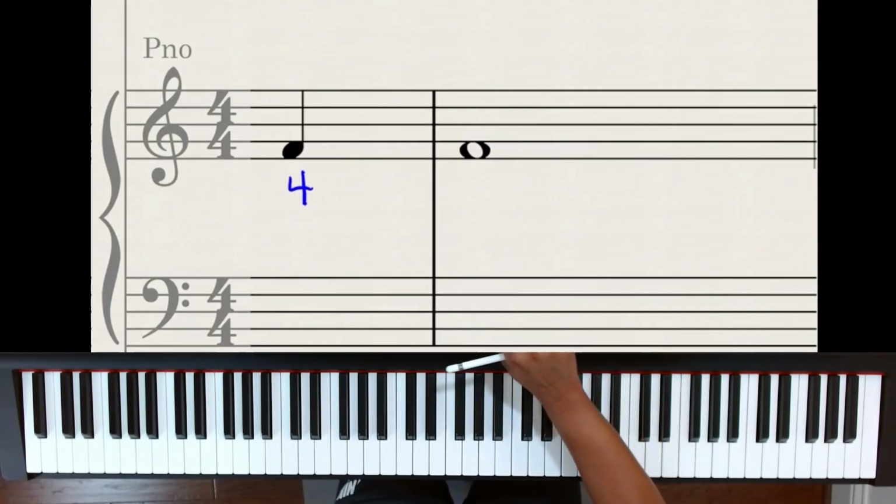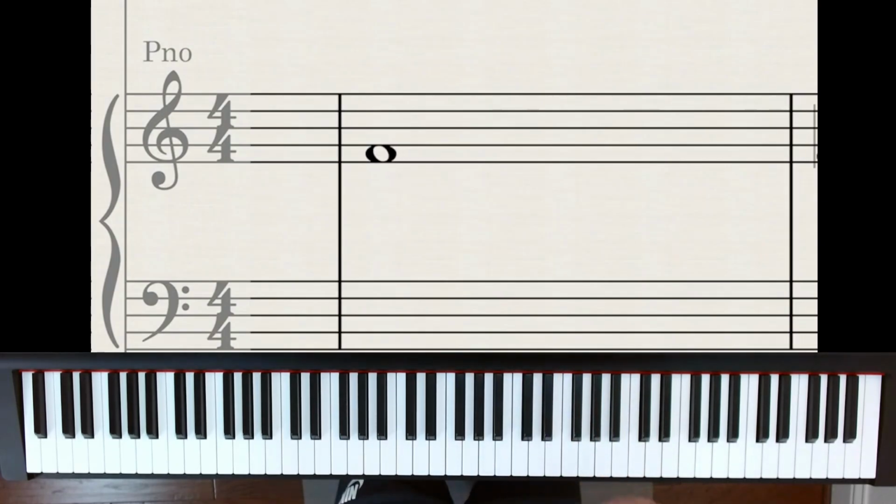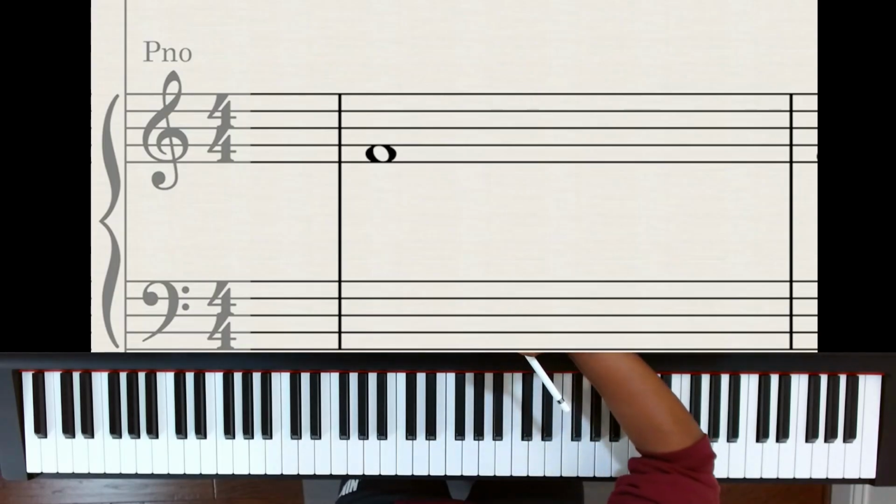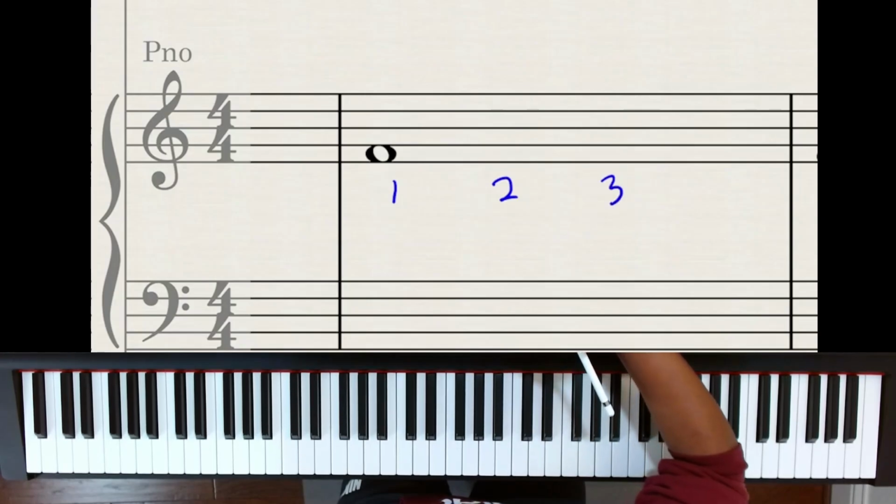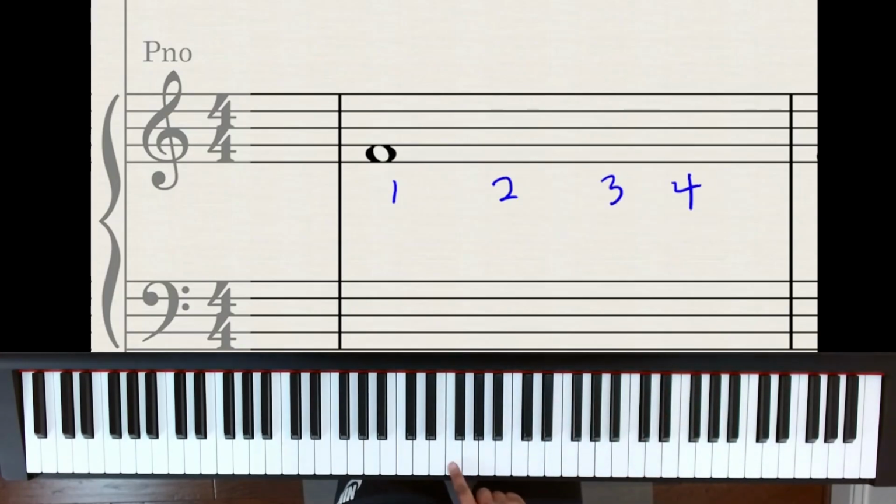Okay, our next example is a pretty easy one. It's just a whole note. And we all know whole notes, you hold those for a total of 4 counts. So 1, 2, 3, and 4. Okay, so 1, 2, 3, 4.